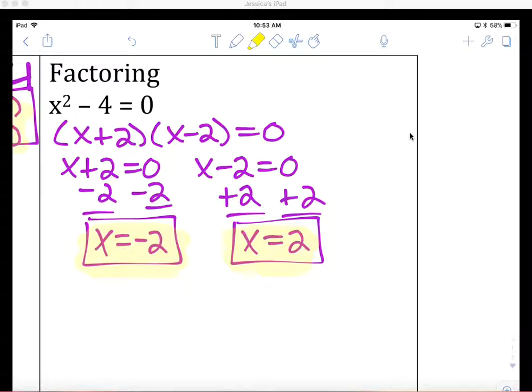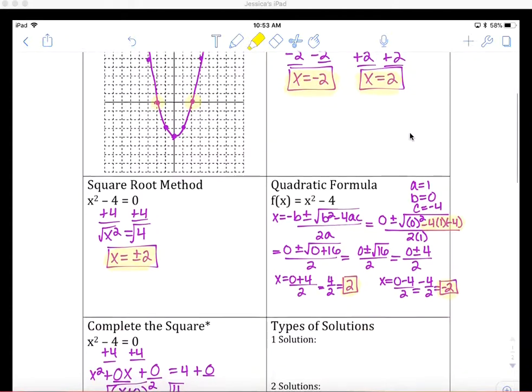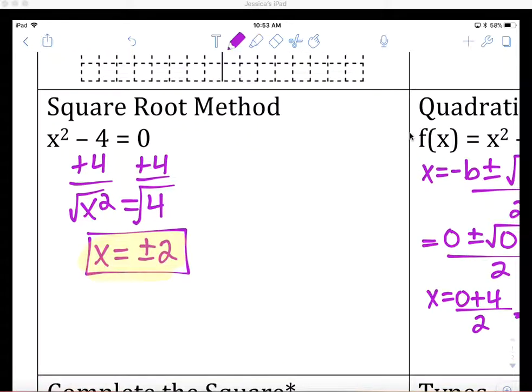It really just depends. Now, for square root method, I would only use the square root method when your b value equals 0. What I mean by that is you have no middle x term. You can't use square root method whenever you have an x in the middle. Since you're trying to get x by itself, that extra x will not allow you to use square root method. So square root method only works when b is 0.